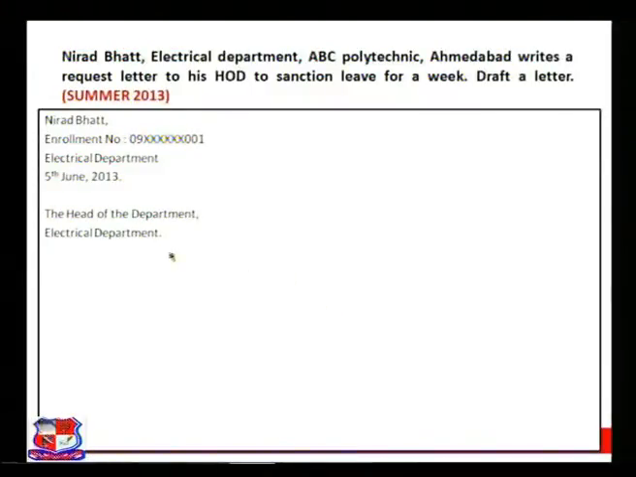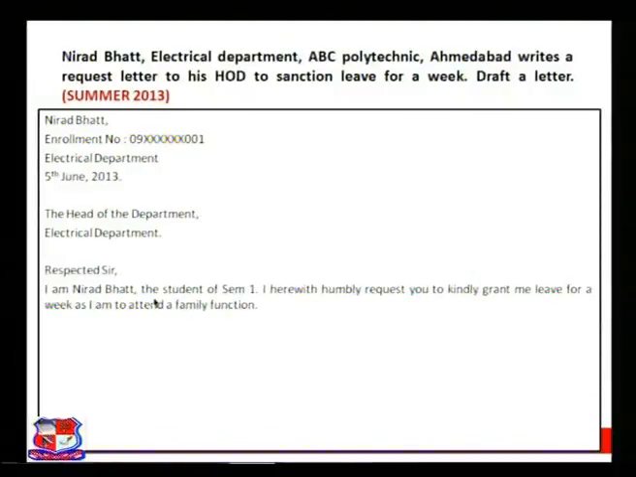Then comes the head of the department. Then comes electrical department. This is the department, as we saw that here is an address, then line, then comes the inside address. Respected sir, I am Nirad Bhatt, the student of Sem 1. I herewith humbly request you to kindly grant me leave for a week, as I am to attend a family function.